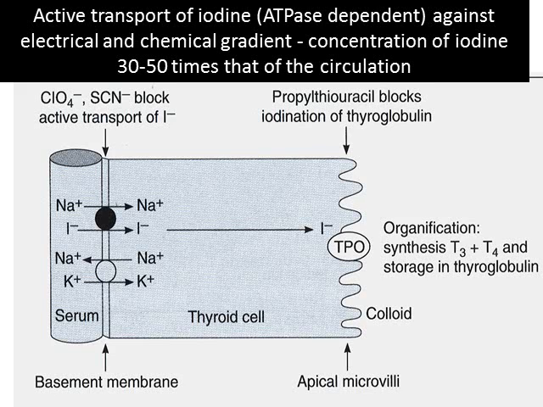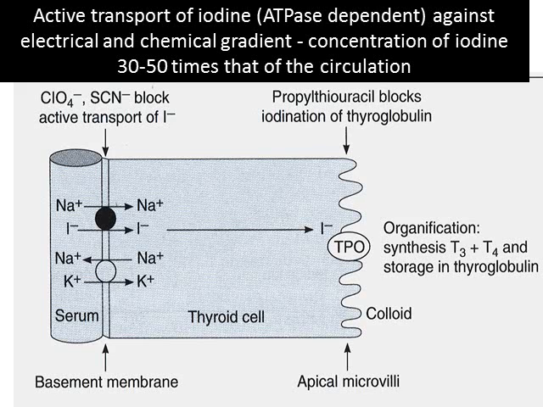Next step is the combination of iodine, what we call iodination of thyroglobulin. For iodination of thyroglobulin, there should be oxidation of iodide. Iodide has to be converted into nascent iodine or molecular iodine. So iodide is converted into iodine in the presence of the enzyme thyroid peroxidase as well as TSH.